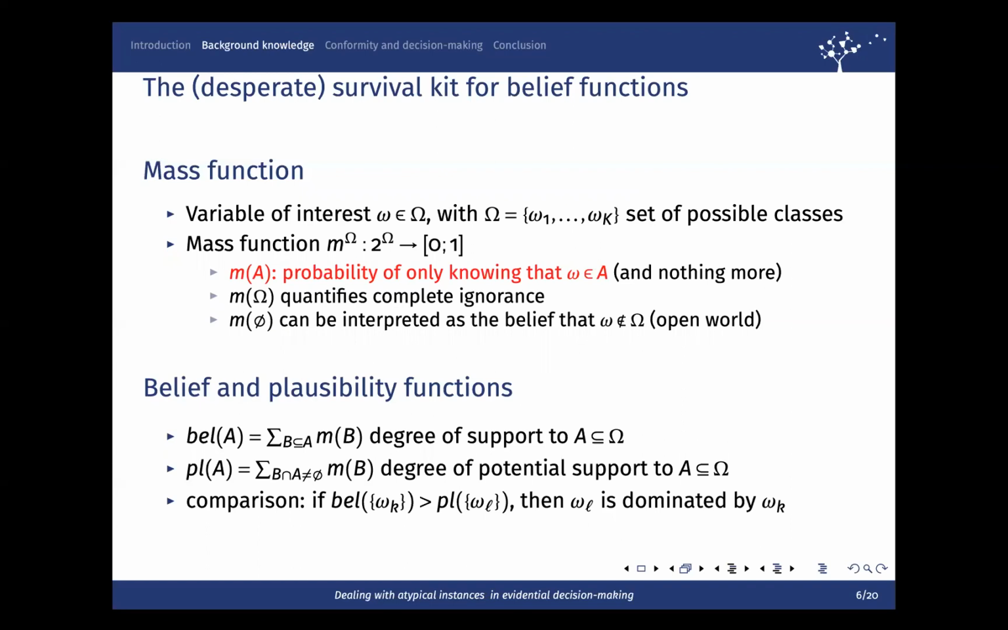We can define belief and plausibility functions from the mass function. The belief degree is a degree of support to a subset of classes, and the plausibility degree is a degree of potential support to this subset of classes. We can use these degrees in order to compare classes. For instance, if the belief given to some class is greater than the plausibility given to another class, then we can say that this other class is dominated by the former.